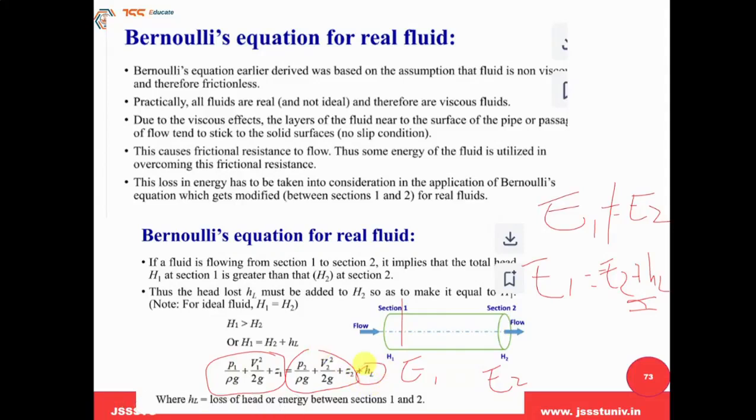Add HL. So what is HL? Head loss. That loss is the difference of E1 and E2. If you take the difference of E1 and E2, you will get the loss, isn't it?